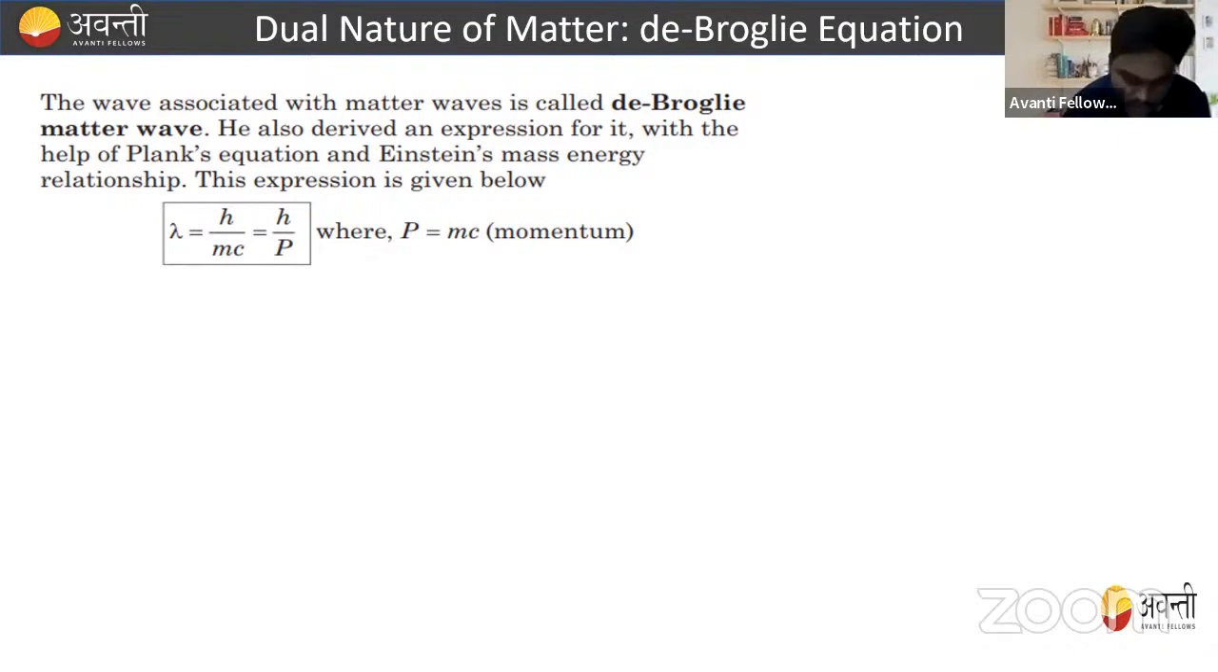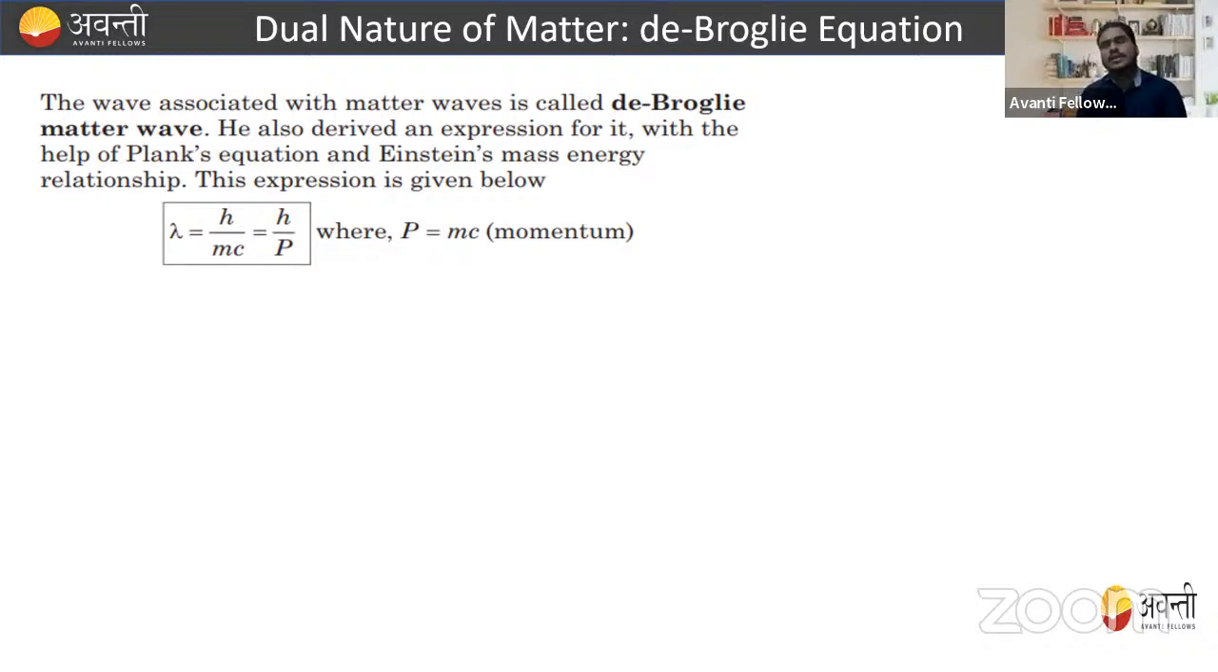So we are going to cover the de Broglie equation: what the de Broglie equation is, and how we can actually use it. At that time, many scientists were saying the light has particle nature, and someone was saying the light has wave nature. So there was always a little bit of confusion whether light is of particle nature or wave nature.